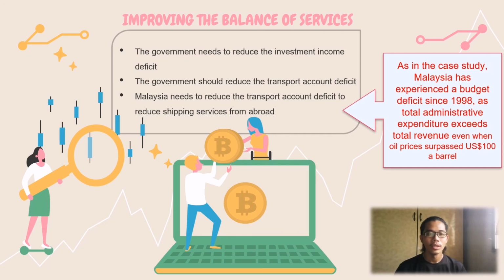Now I want to talk about the last point in the part of ways to overcome. The point is improving the balance of services. First, the government needs to reduce the investment income deficit. Second, the government should reduce the transport account deficit. And the last is Malaysia needs to reduce the transport account deficit by reducing shipping services from abroad.